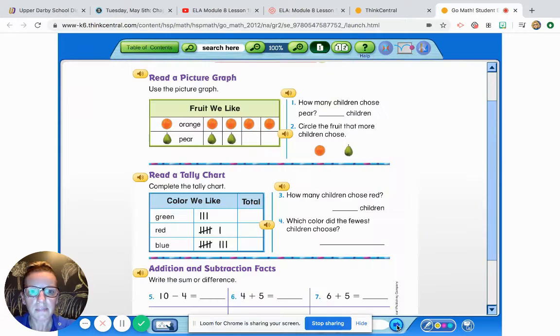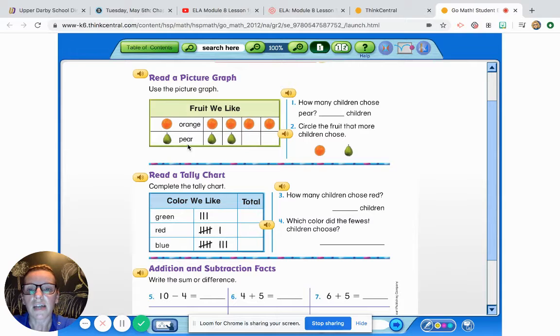So let's go to the next page. Here is a graph, a picture graph that we're going to use to answer questions, and a tally chart that we're going to use to answer questions. So I'll do one of the 2 questions with you, and you'll do the rest in your book on your own. So this is a picture graph about fruit that we like. Each orange stands for one person. Each pear stands for one person.